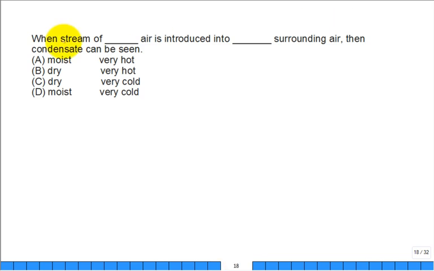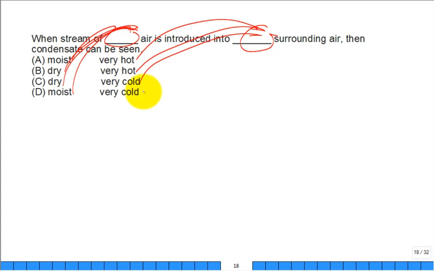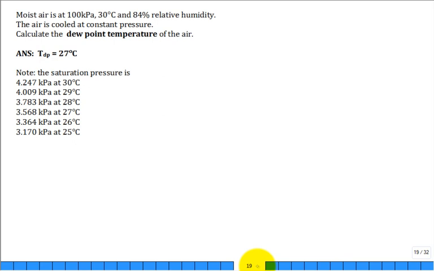All right. Okay, this one's a hard one. You have to pay attention. When a stream of blank air is introduced into blank surrounding air, condensate can be seen. So moist air in very hot, or dry air in very hot, or dry air in very cold, or moist air in very cold. Oh, got to call, got to get your attention. Did you already participate for today? You ruined your chance to exhibit in front of all of your friends. Yes? D. You have to have moist air, and it goes into cold air, and it mixes, and then you get that. All right, we're getting, see how practical dew point temperature is?